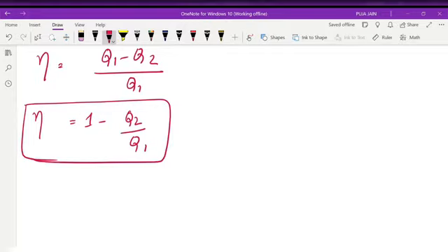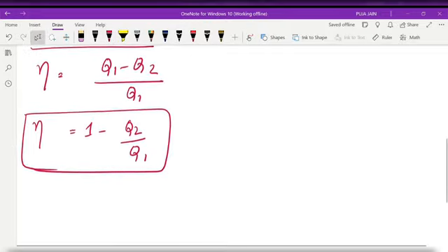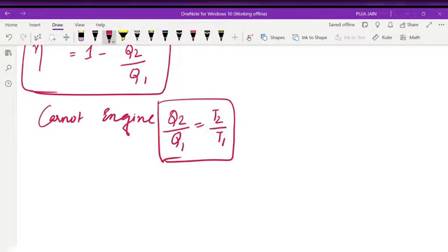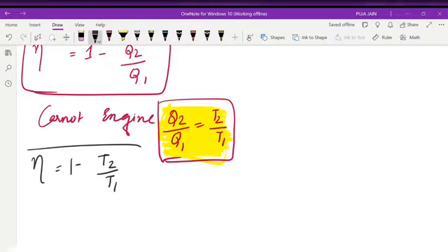Now, in case of Carnot engine, we will get a relation that Q2 by Q1 equals T2 by T1. So sometimes this equation is also very useful while solving problems. We will also solve problems so that this concept will be clear. After some time we are going to solve questions. So this we will get in case of a Carnot engine. If we use this formula, we get eta, that is efficiency, equal to 1 minus T2 by T1, where Q2 by Q1 is replaced by T2 by T1.